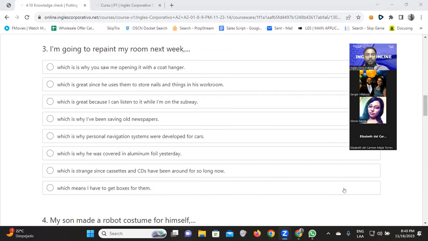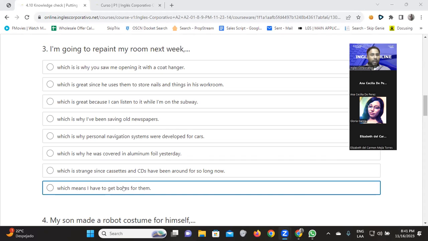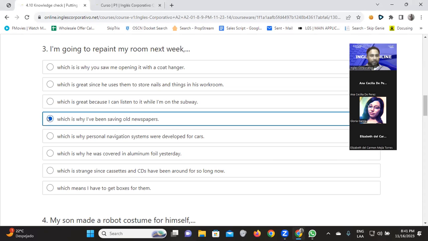Another volunteer. Number three. Me, teacher. Excellent. Anna. I am going to repaint my room next week, which is why I've been saving all newspapers. Very good. Excellent. Which is why I've been saving old newspapers. Good job. Thank you.